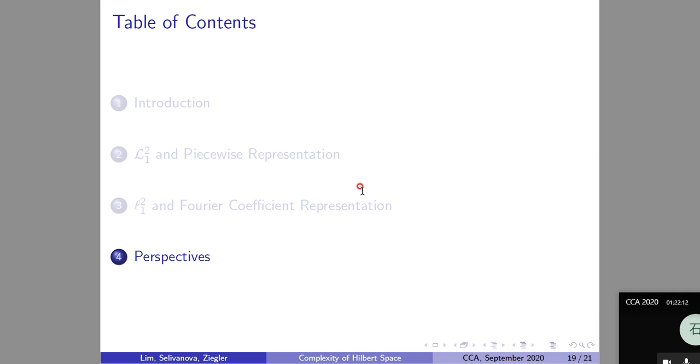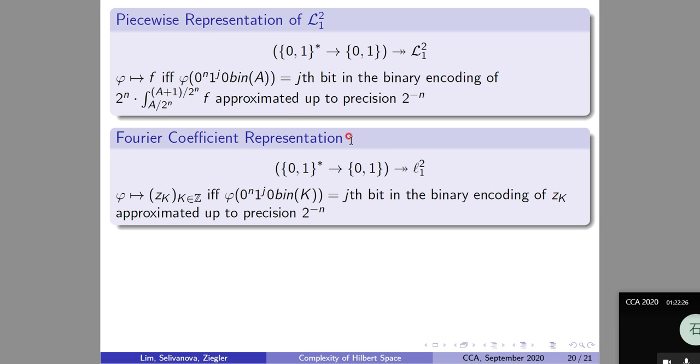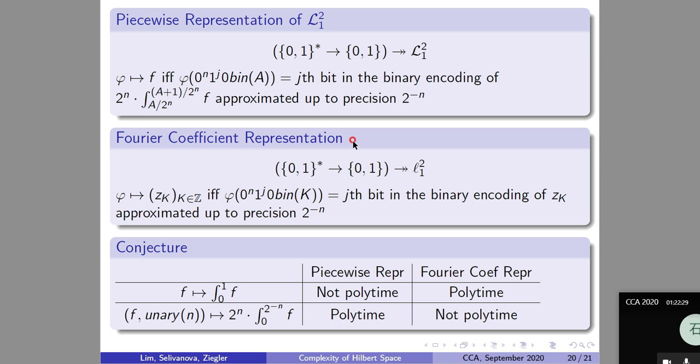So I introduced you to the small L21 space and its Fourier coefficient representation, and let me wrap up this talk and give you some perspective. This is the piecewise representation, and this is the Fourier coefficient representation I already introduced. And we have this conjecture. This piecewise representation, this is a functional. We have shown that this is not polynomial time computable with respect to piecewise representation, but we conjecture that this is polynomial time. I'm sorry, I'm confused.